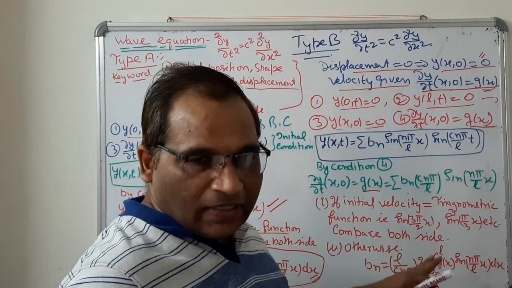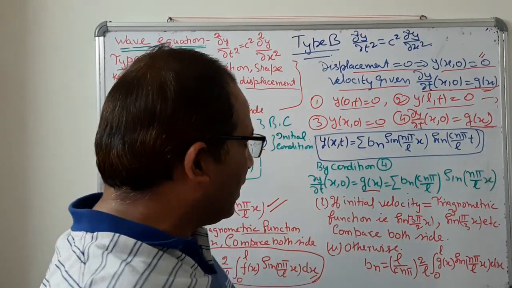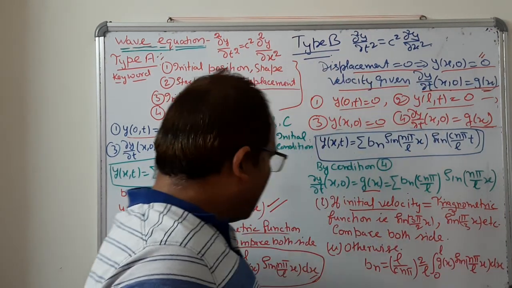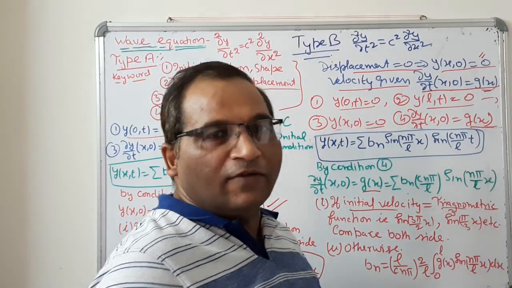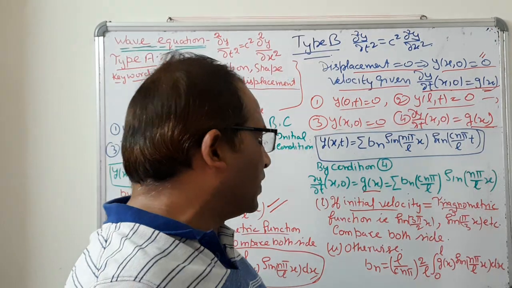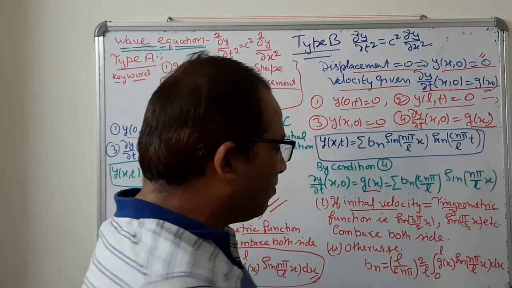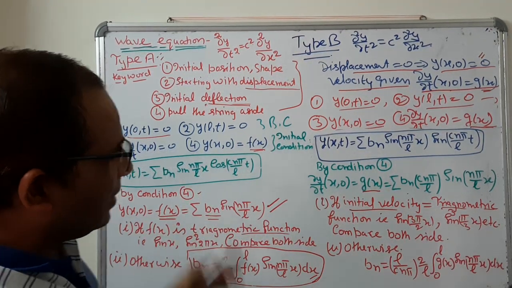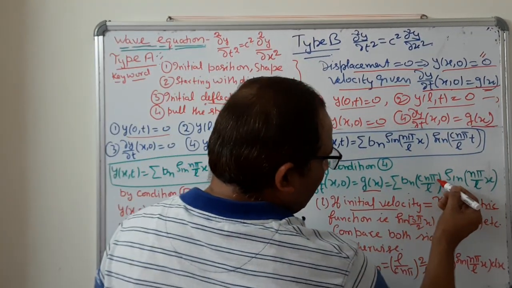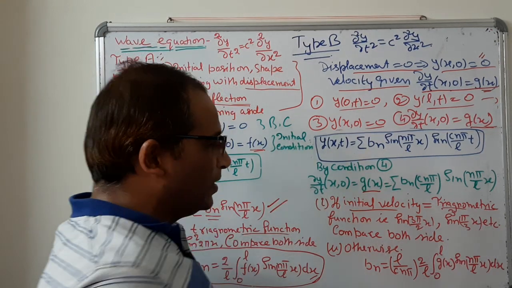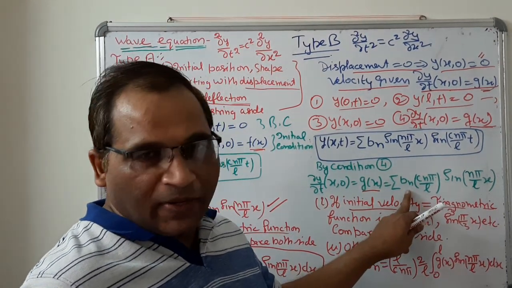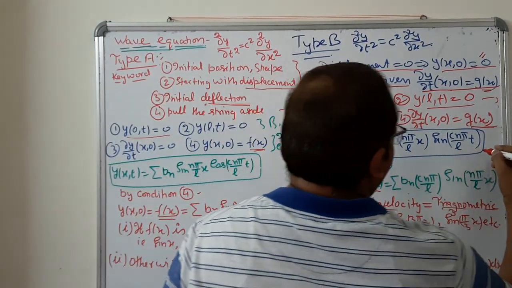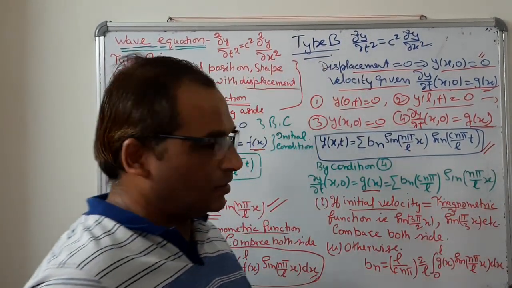Again here the two types of condition will be there. Either the initial velocity is given as a trigonometric function, like earlier, right? If it is a trigonometric function, we convert the trigonometric function into linear terms and then compare both sides. What is the difference here? Here bn into c n pi upon L equals the left hand side. And from here we will find the value of bn for different values of n, and then the final solution will be written by this equation, right?